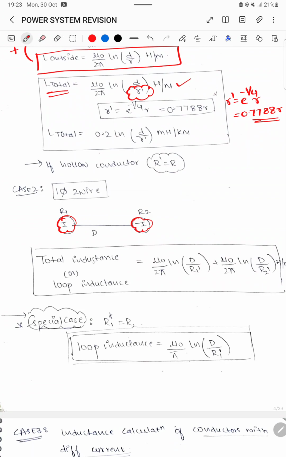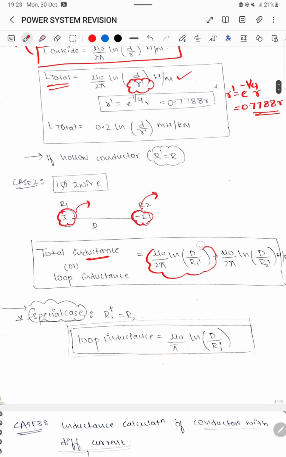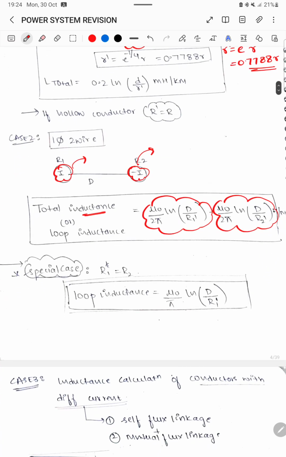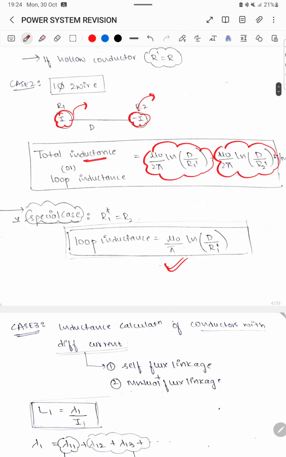In this, total inductance will be the inductance of the first conductor plus the inductance because of the second conductor. So that is L total into 2 if the radii are the same. Otherwise it will be the addition of the individual inductances. If both radii are the same, it will be the addition of both, that is mu naught upon pi ln D upon r dash. Okay, so this was with regard to single phase 2 wire.